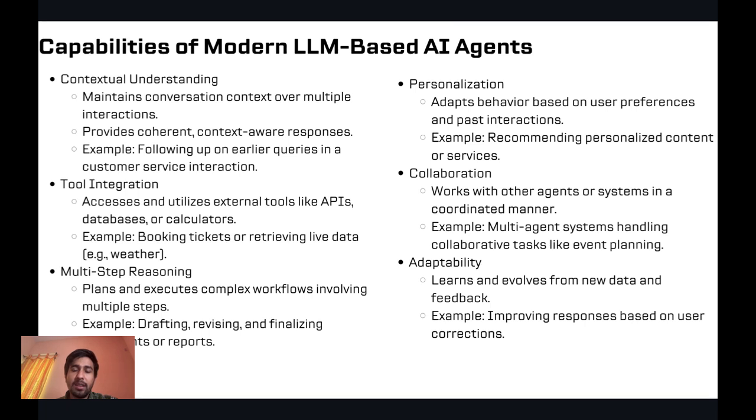And personalization, so we can adapt the agent's behavior based on user preferences and past interactions. And collaboration, where one agent can work with other agents or systems in a coordinated manner. For example, multi-agent systems handling collaborative tasks like event planning, etc. And adaptability. So already you have seen that AI agents can be adapted according to different situations.